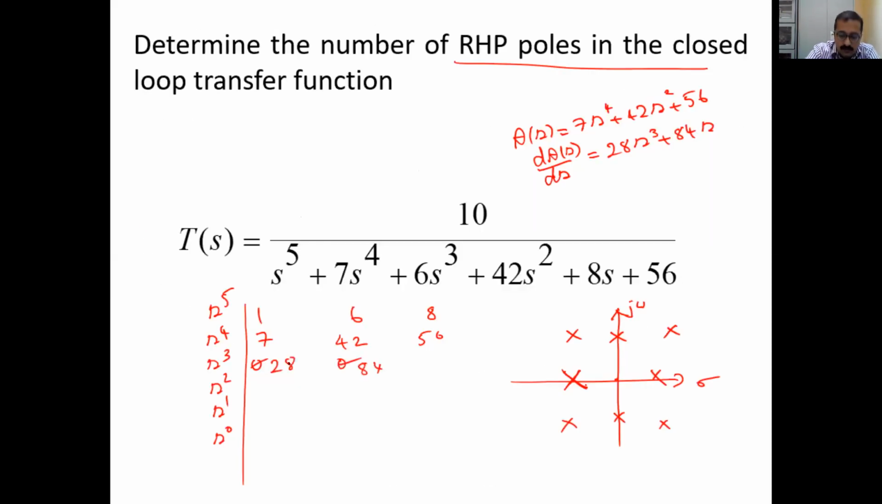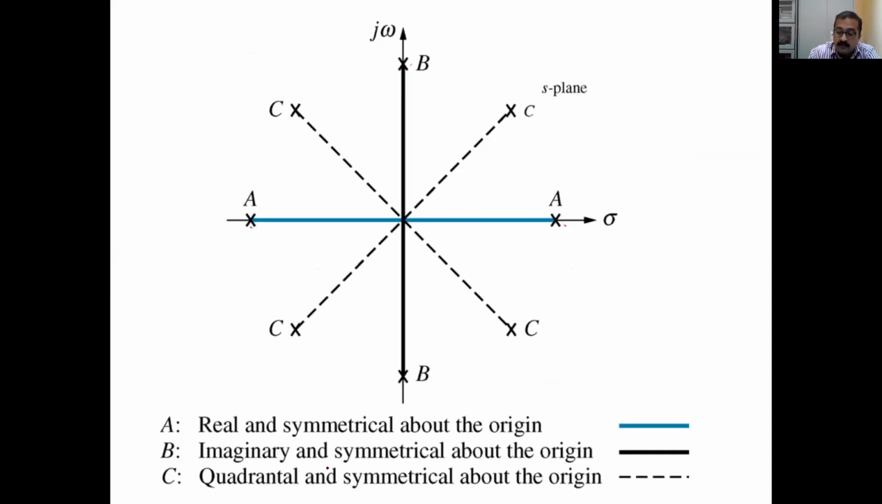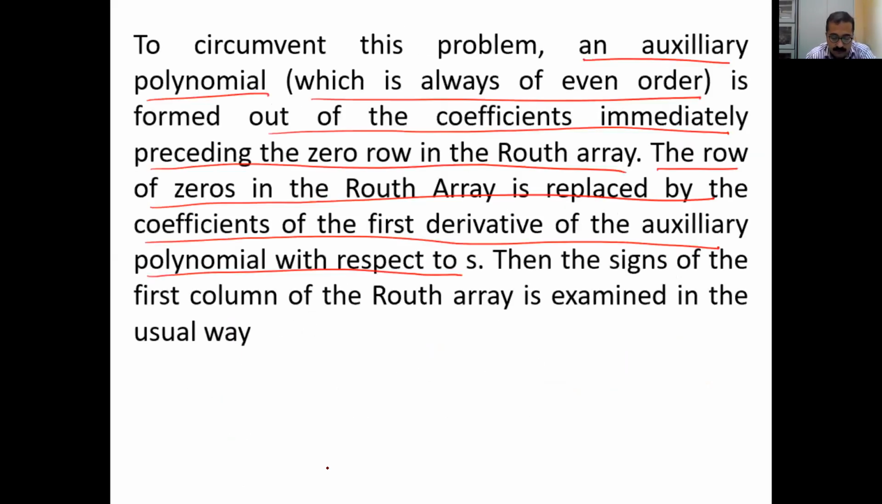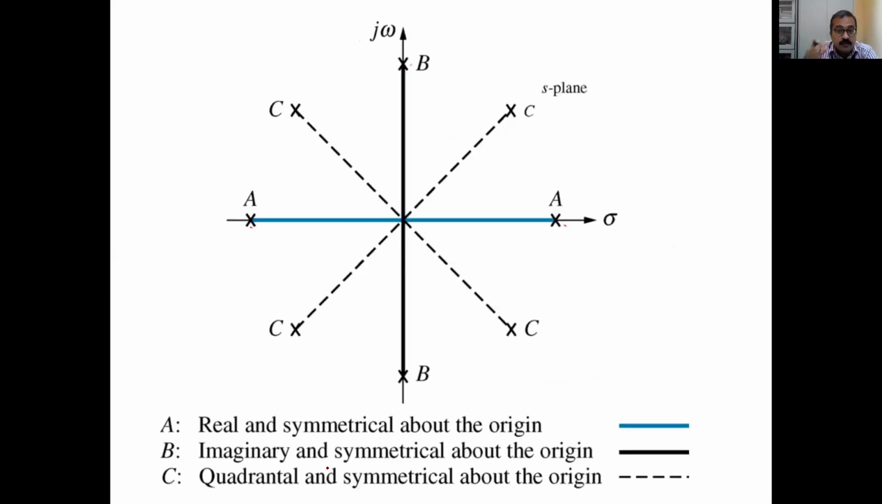Right? So how will you continue that? Next thing will be what? 28 into 42 minus 7 into 84 divided by 28. Then, like that, you can continue all the other entries of the table. So you will see that there will be no sign changes in the first column. Okay. So does it ensure that the system is stable or not? Okay. There are no sign changes in the first column of the Routh table, right? Does it mean that the system is stable or not? A row full of zeros means any of these conditions.